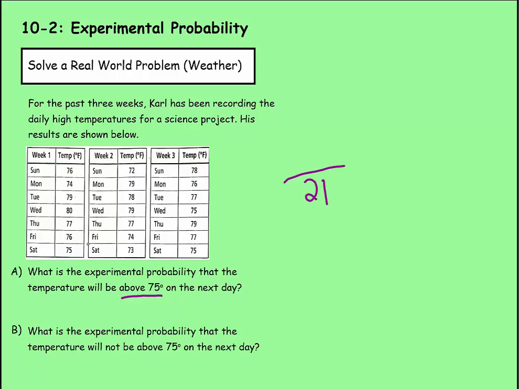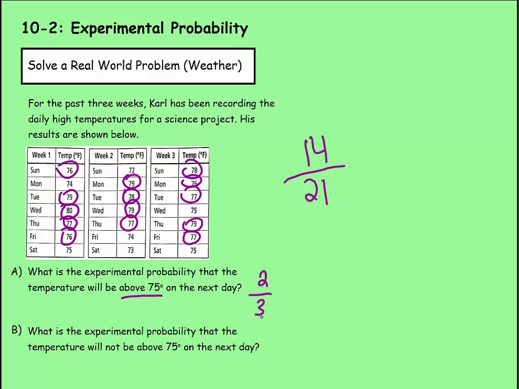Well, how many days were above 75? I have 1, 2, 3, 4, 5. 75 is not above 75. 6, 7, 8, 9, 10, 11, 12, 13, 14. So that gives me 14 out of 21. So my experimental probability is 14 out of 21, or simplified, divide them both by 7, 2/3.